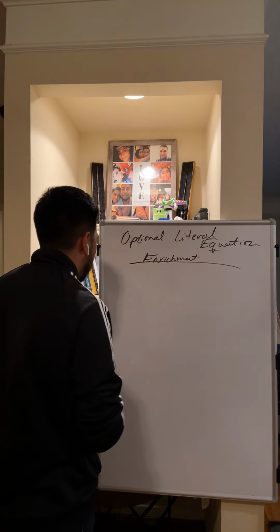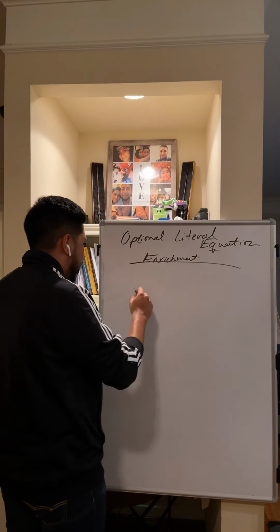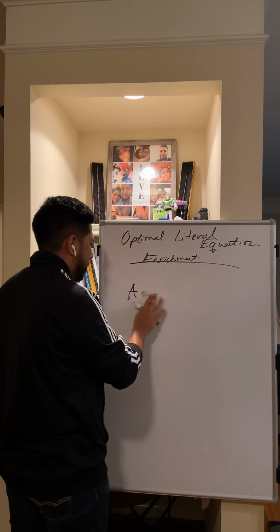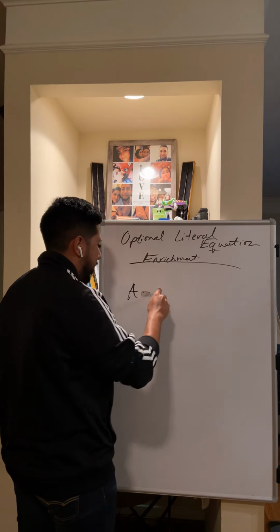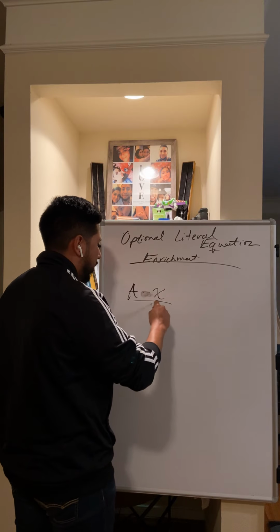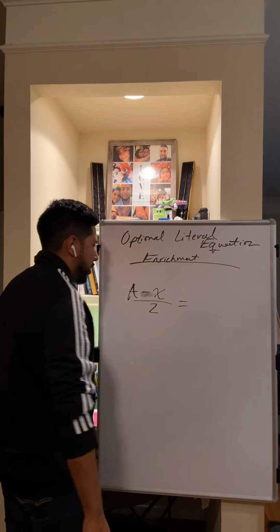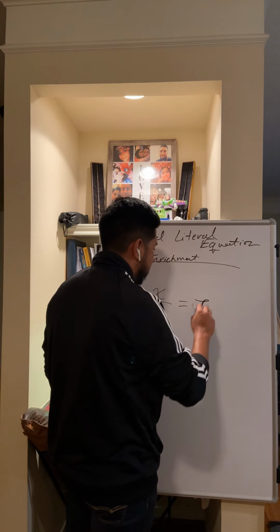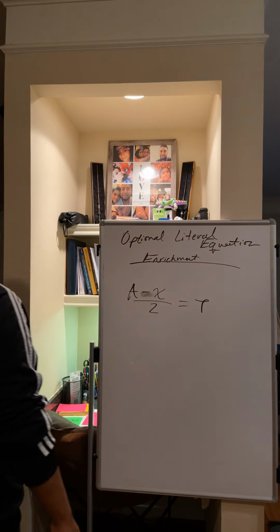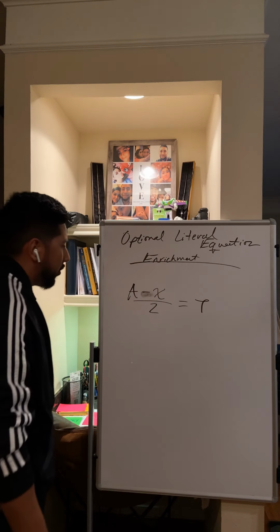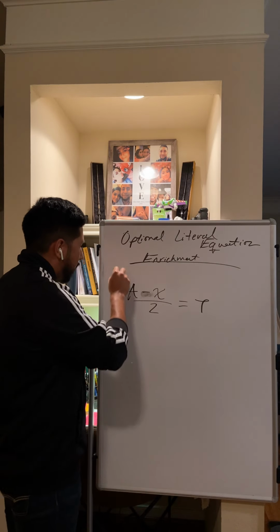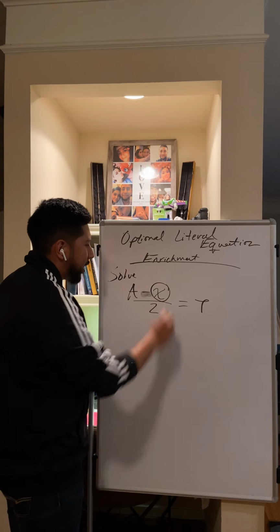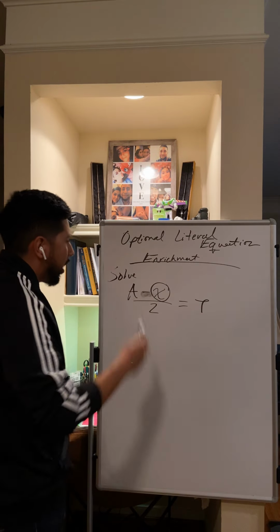Let's make something hard. Let's say a minus x over 2 equals, let's say, a capital T. And I want to solve for, let's say, x. I want x by itself. How do I do that?